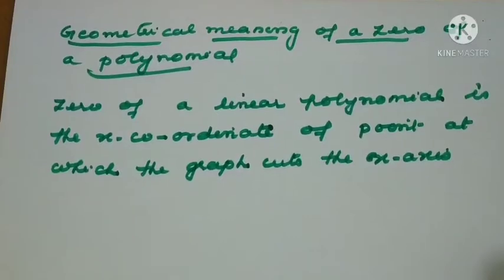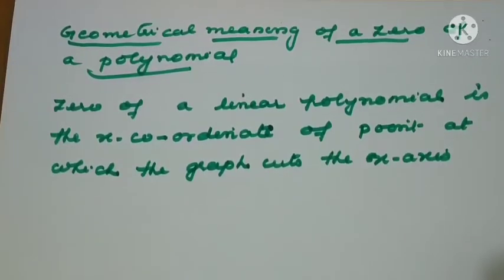So, the geometrical meaning of a zero of a polynomial. The zero of a linear polynomial is the x coordinate of the point at which the graph cuts the x-axis. For understanding the geometrical meaning, first we must know what type of diagram we get when we draw the graph of a linear polynomial. We have already studied this one. When we draw the graph of a linear polynomial, we get a straight line.